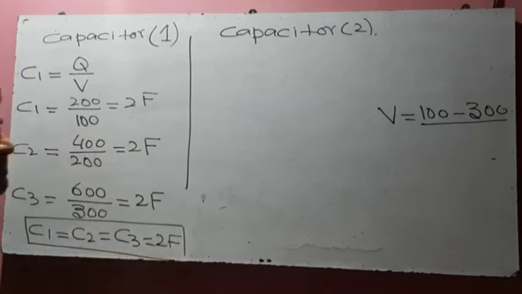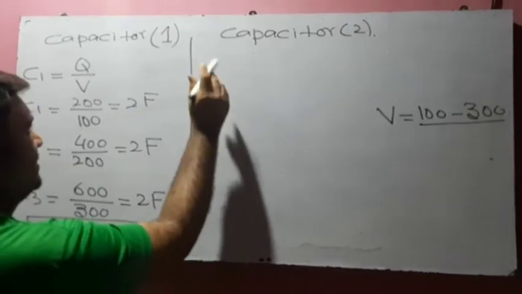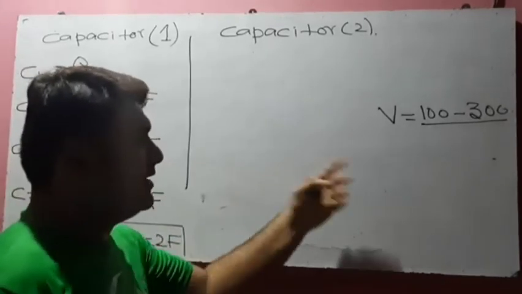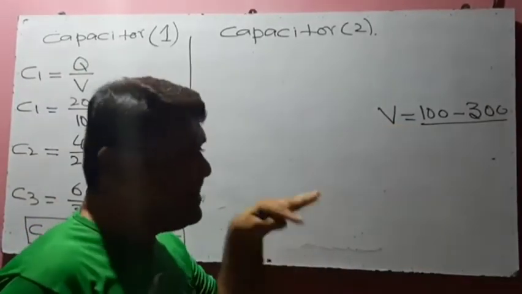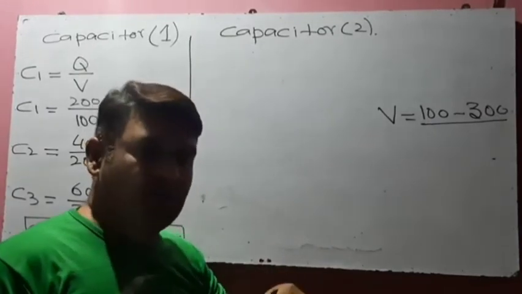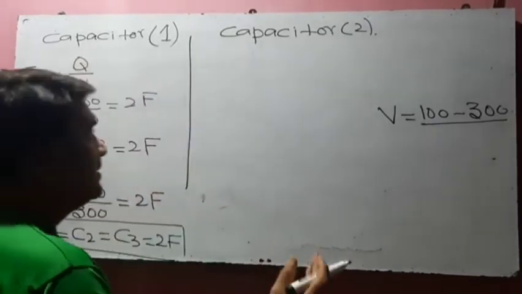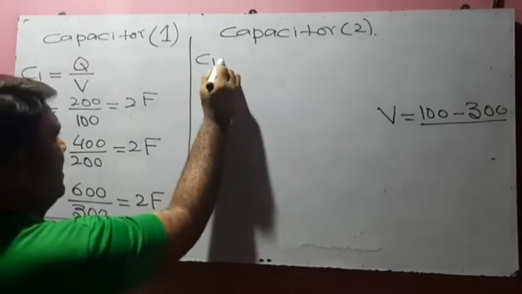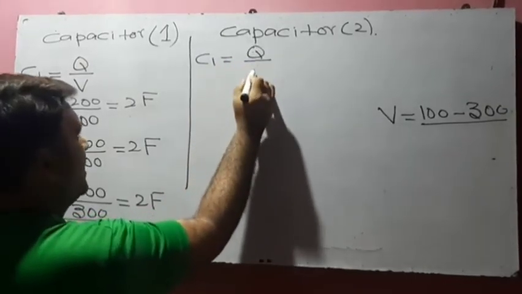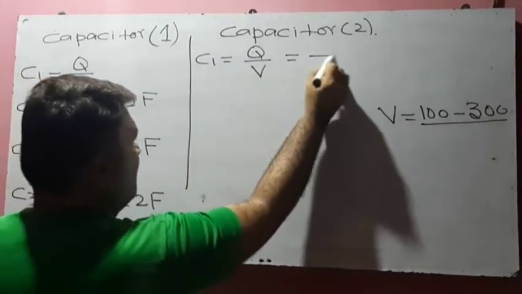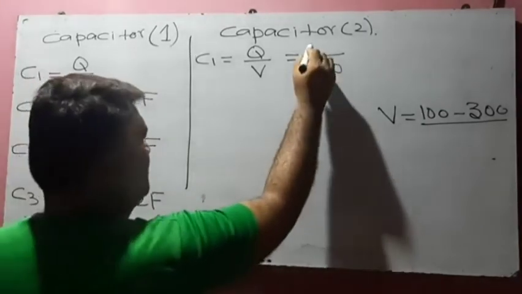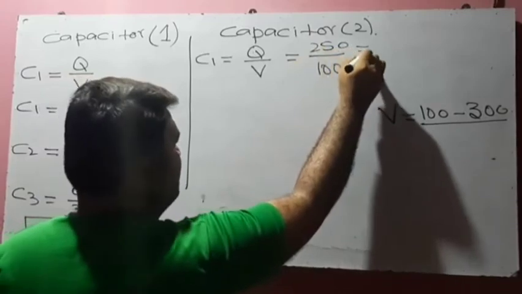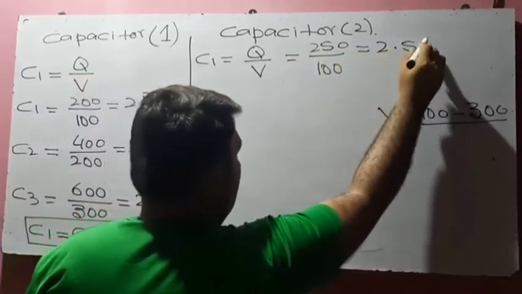Now we have a second capacitor. The second capacitor will also work from 100 to 300 volts, but it will store more charge. How? C is equal to Q upon V. Suppose we give 100 volts. Now it will store 250 coulombs. So the answer will be 2.5 farad.